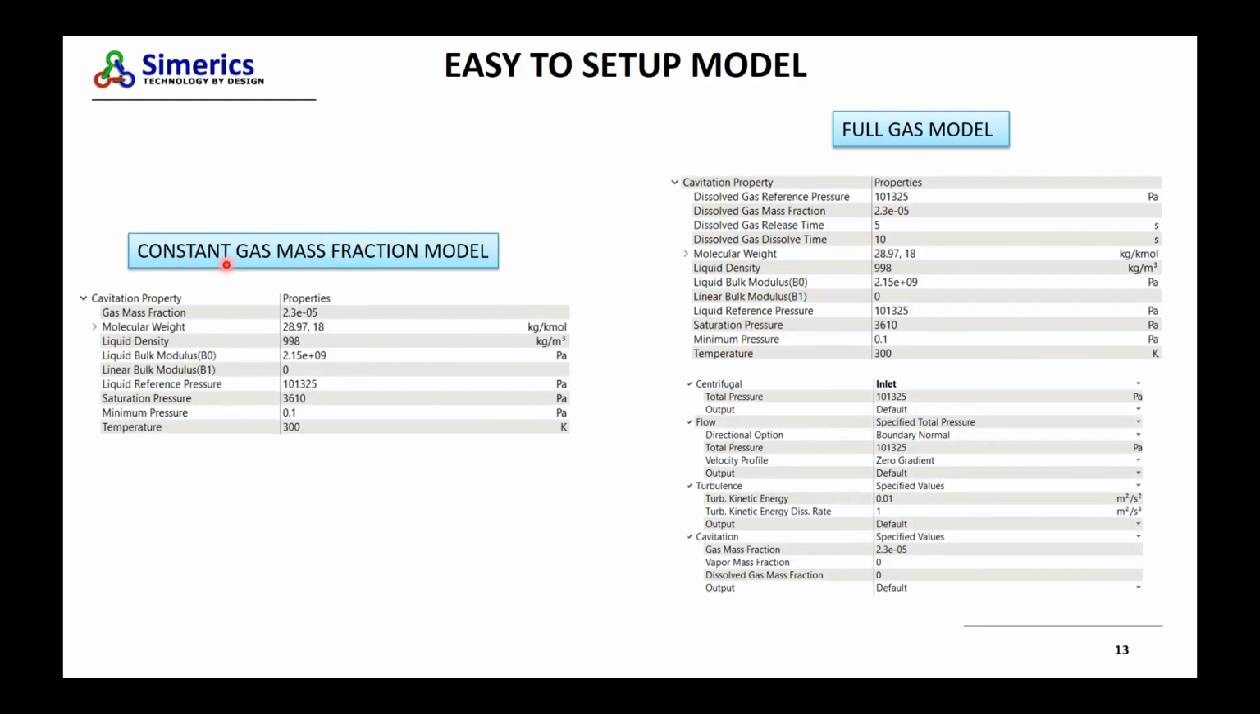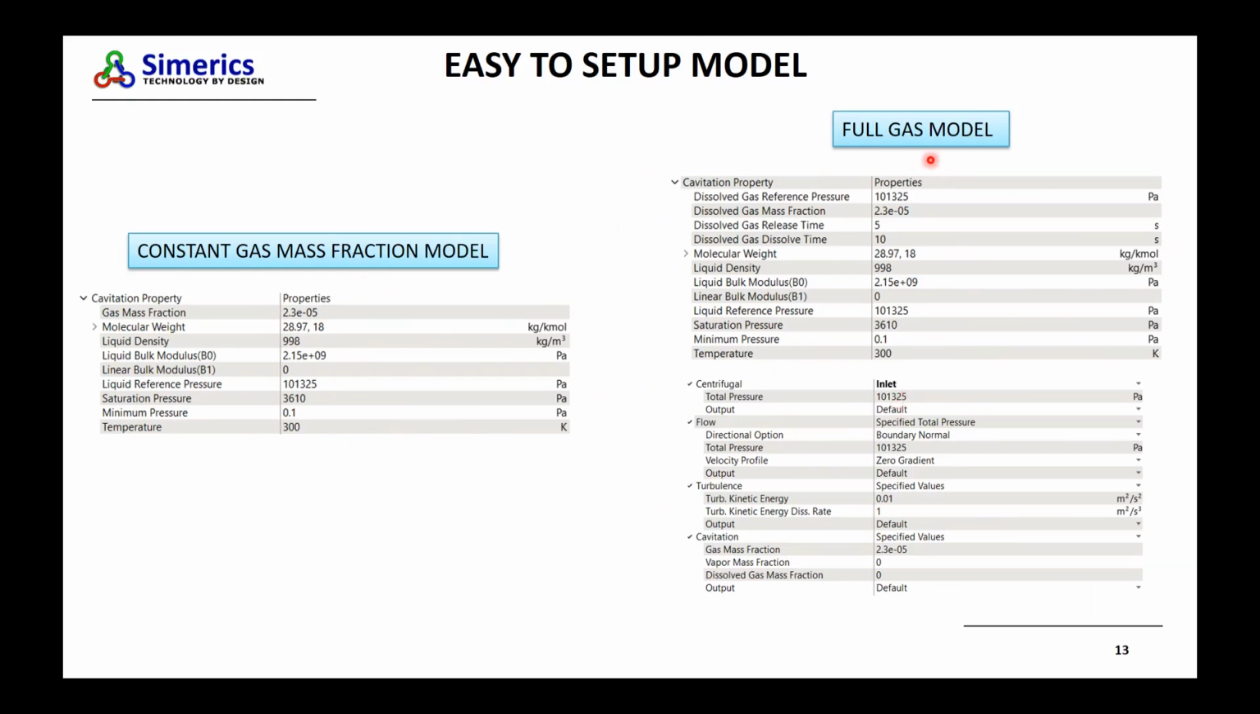So I'm talking about, say, this constant gas mass fraction model. All you'll need to do is add that cavitation model and set some basic parameters like the amount of gas in your liquid, the free air in your liquid, at, say, equilibrium pressure or reference pressure, and then the saturation pressure and the temperature, and that's all you will need. You just need to solve further, and we will take care of the rest of the physics that's happening inside.